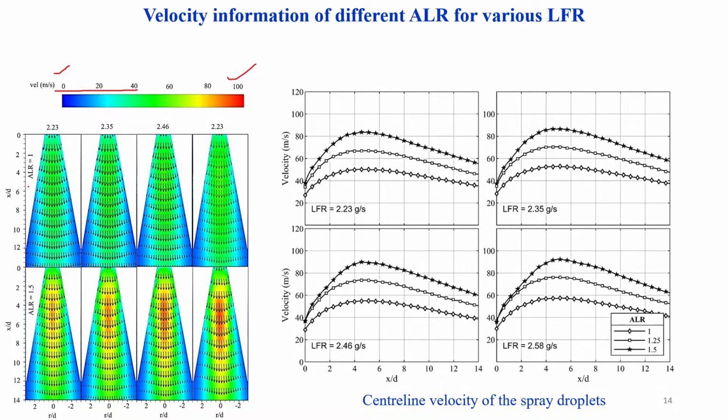Here we can see ALR 1 and 1.5 for the different liquid flow rates. Here this is the liquid flow rate, and as this increases, the velocity is increasing, because of the increase in the airflow rate to achieve the higher ALR ratio. Here we can see the velocity magnitude for the different ALR ratios. We always see higher velocity for the higher ALR ratio, whereas for the higher liquid flow rate, we observe the magnitude is also higher. So this is the center line velocity of the spray droplet at different ALR conditions.